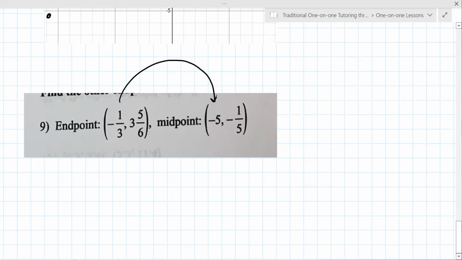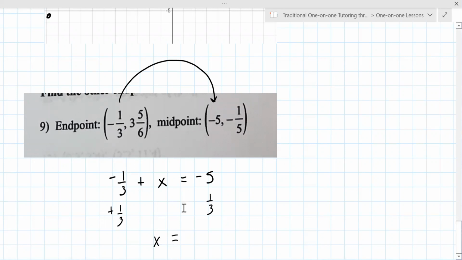Now, this one's a little bit harder because we don't know what it is. It's not obvious to us, but we can make an equation for it. It's negative 1/3 plus the jump, which I'll call x, equals -5. And I don't know why your instructor chose such challenging numbers, but normally these are nice numbers in these types of problems, but they're not for you.